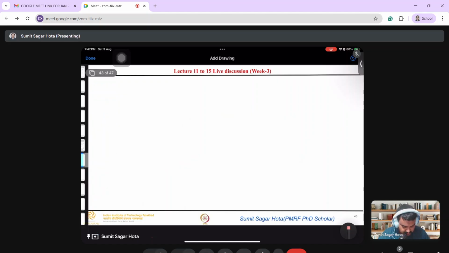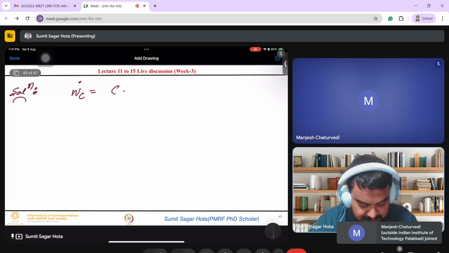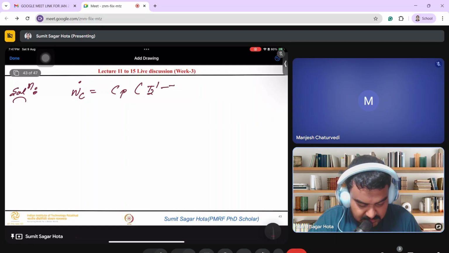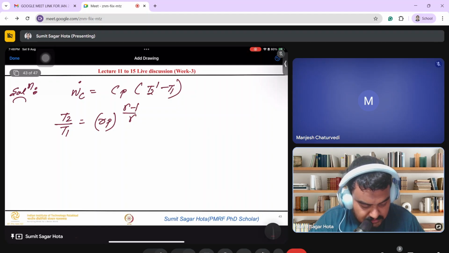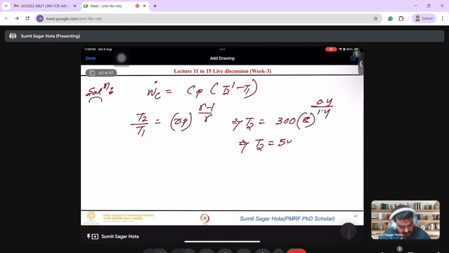So this is the solution. W_C is your Cp (T2 dash minus T1). So T2 by T1 is equal to Rp to the power (gamma minus 1) by gamma. So what is your T2? T2 is your 300 into 8 to the power 0.4 by 1.4, which implies T2 is 543.43 Kelvin.